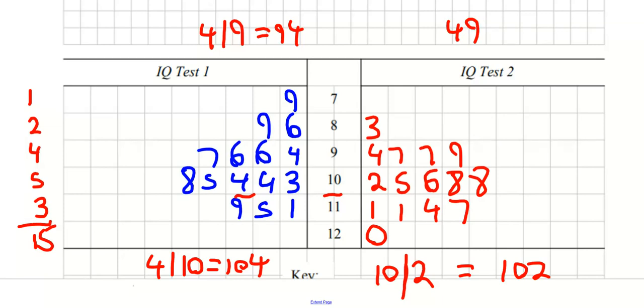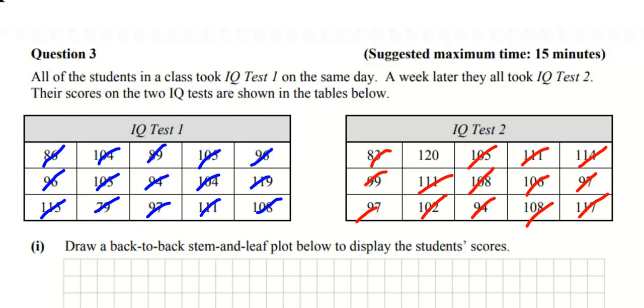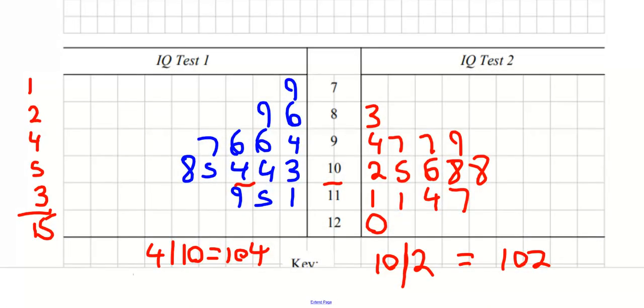Okay, that's very important. When you're doing a key, make sure you pick one of the points that's actually on your graph. Okay. Now, what do we notice? The IQ scores are getting better, aren't they? Does everybody notice that? Okay. Now let's have a look at this. Find the range. Top minus bottom. So what's top minus bottom in both of them?